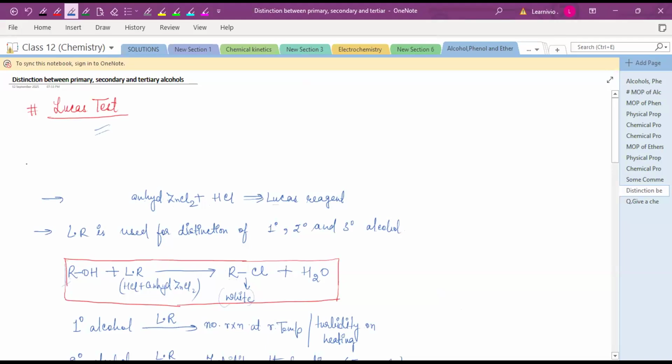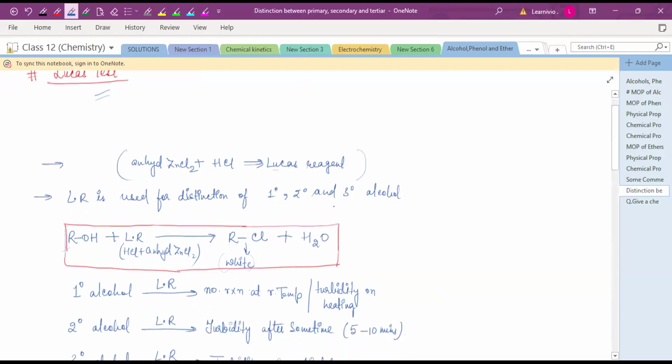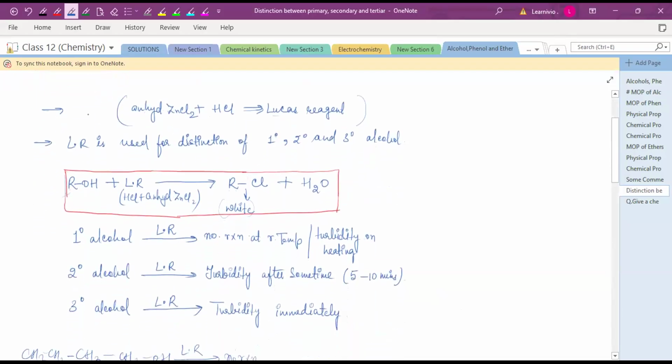Basically, we do it to distinguish between primary, secondary, and tertiary alcohol, right? And what is Lucas reagent? Lucas reagent is anhydrous ZnCl2 plus HCl. This combination, this combo, is known as Lucas reagent. Anhydrous ZnCl2 plus HCl, right? Lucas reagent is used for the distinction between primary, secondary, and tertiary alcohol.